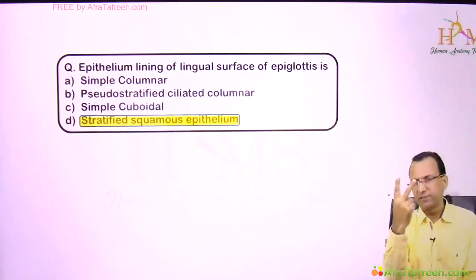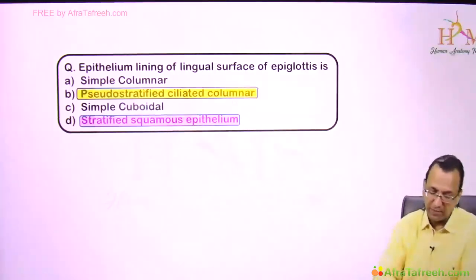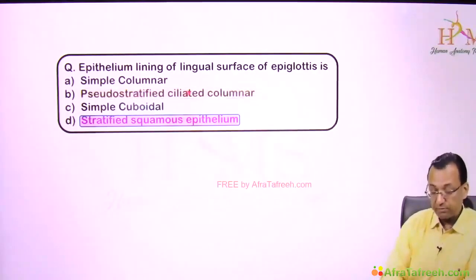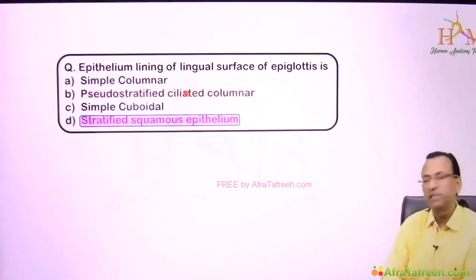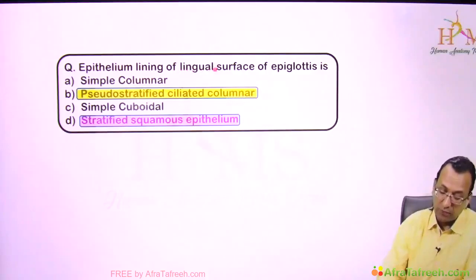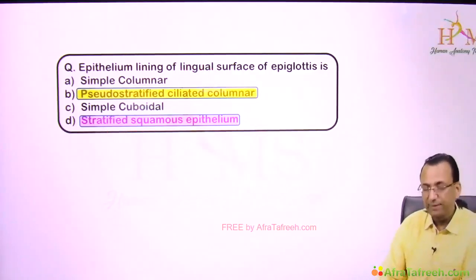What about the laryngeal surface? If you say the other surface, the laryngeal surface, then it will be respiratory epithelium, pseudo-stratified ciliated columnar epithelium. If somebody asks you about the laryngeal surface of the epiglottis, this is the answer. But this question was on the lingual surface. So you have to keep your answer as stratified squamous epithelium. D is the answer here.